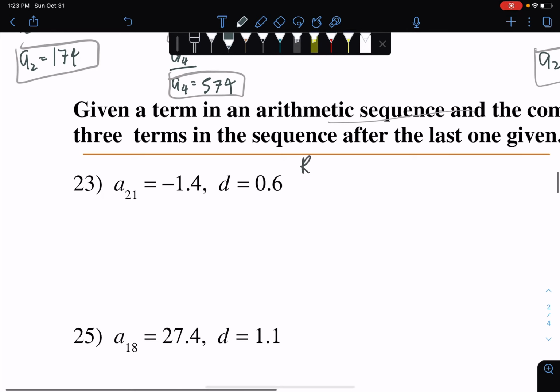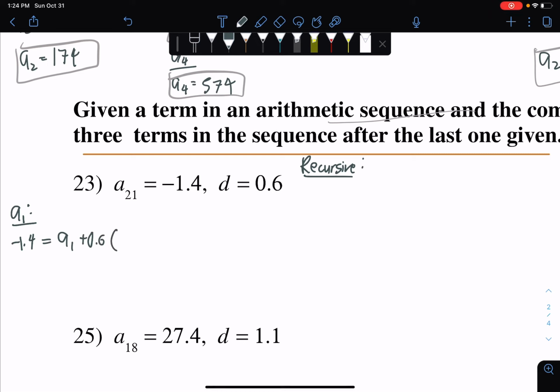Okay, for our recursive, just like finding the explicit formula, we cannot solve our recursive without our a sub 1. So in order to find a sub 1, again, we're given a sub n and the common difference. So a sub 1, we'll use a sub 21, which is negative 1.4. Negative 1.4 is equal to a sub 1 plus 0.6 times the quantity 21 minus 1. So 0.6 times 20 is 12.